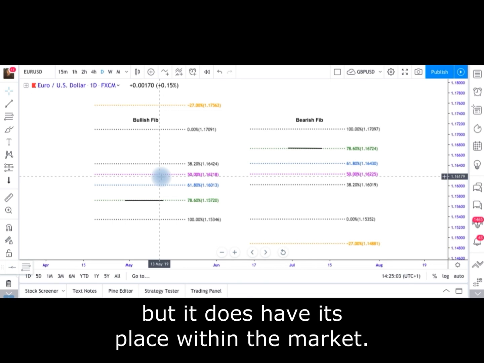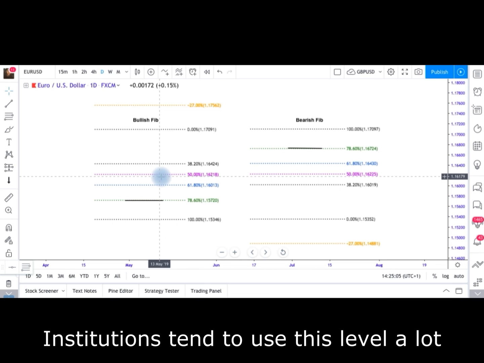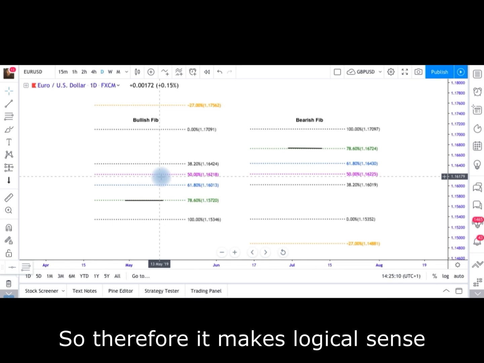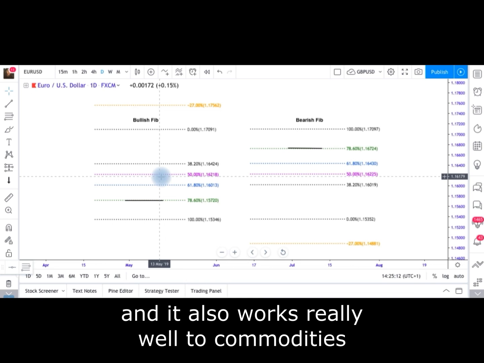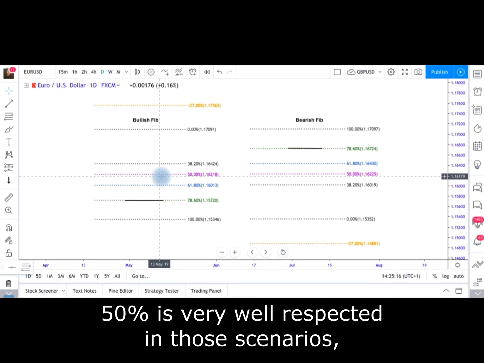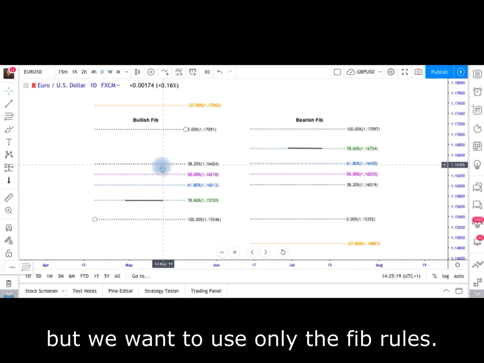Now, the actual 50% is not a real Fibonacci ratio, but it does have its place within the market. Institutions tend to use this level a lot because it's obviously half of any move, so it makes logical sense. It also works really well with commodities such as gold, oil and silver. 50% is very well respected in those scenarios. But we want to use only the Fib rules.